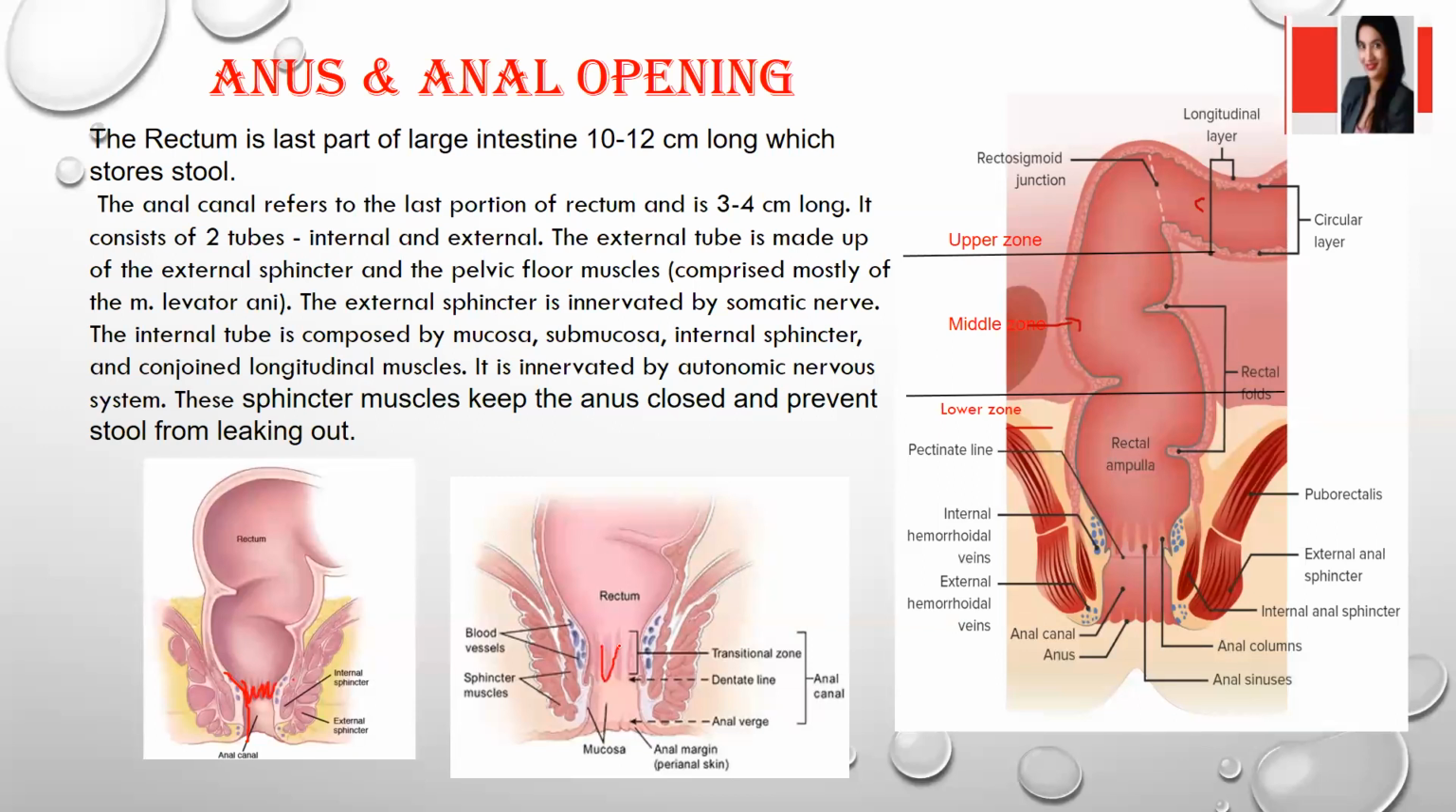You can say over here, this is a kind of dentate line. You can say it is a dentate line or pectineal line. You can also name it pectinate line. This is written here: pectinate line or pectineal line or dentate line. So what is the significance of this line is that it is going to divide the anal canal zone.